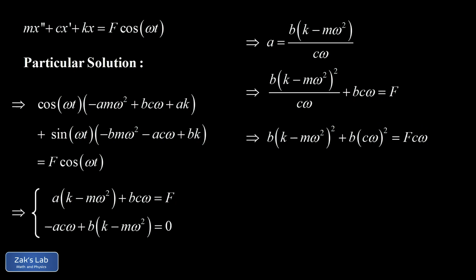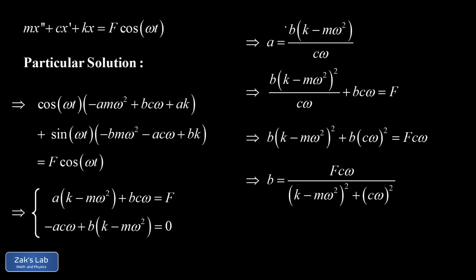And now, of course, we're going to factor the b out of the left-hand side and then divide by the coefficient of b. So there's our solution for little b. We get F c omega divided by (k minus m omega squared) all squared plus (c omega) all squared.